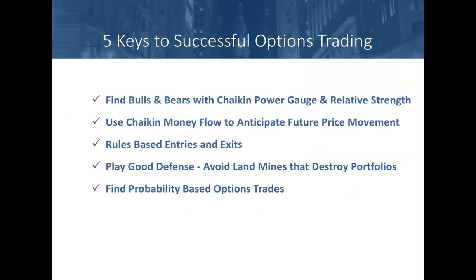Now, we're going to cover 5 keys to successful options trading. First and foremost, we're going to show you how to find bullish and bearish option candidates with the Chaikin Power Gauge and our proprietary way to analyze relative strength to the market. I'm going to show you about Chaikin Money Flow and how it can help you anticipate future price movements. Now, I know all of you are familiar with Chaikin Money Flow because it's on your online brokerage platforms, whether you use Thinkorswim or Schwab or TD Ameritrade's other platform, anything, TradeStation.